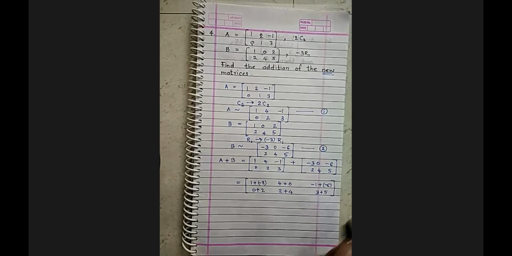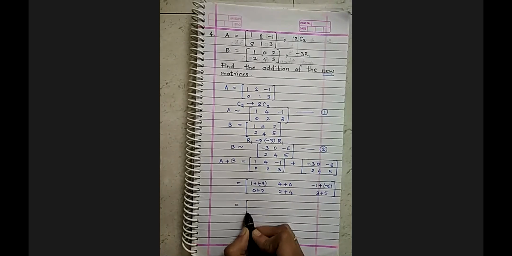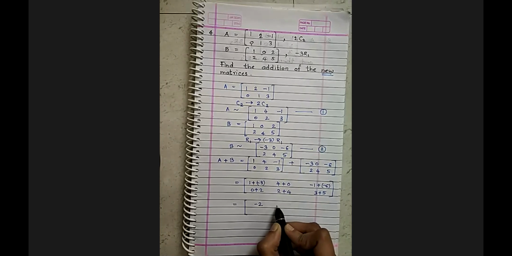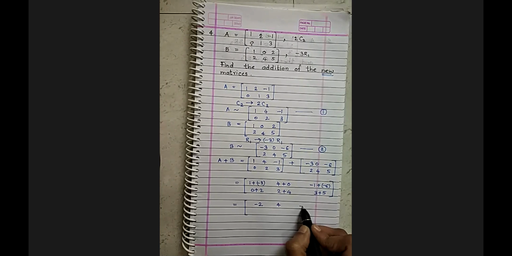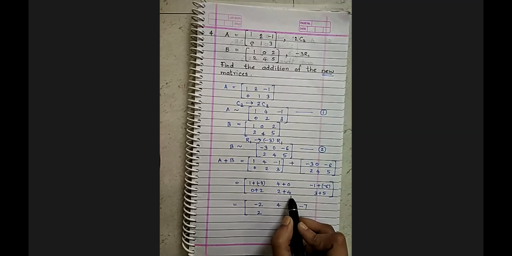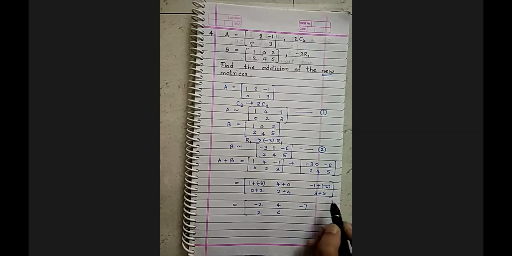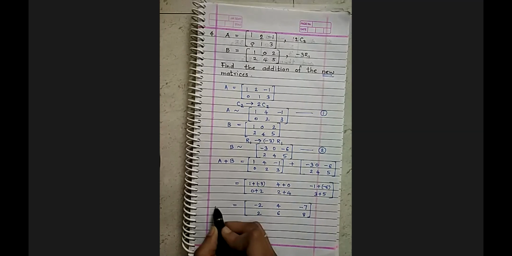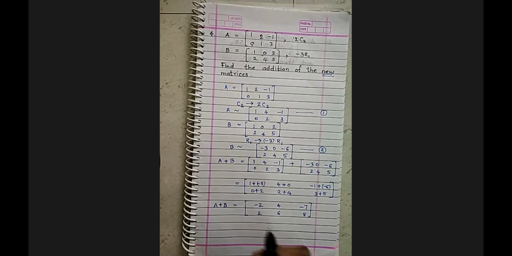So you will get the answer. 1 minus 3 is minus 2. 4 plus 0 is 4. And minus 1 minus 6 is minus 7. 0 plus 2 is 2. 2 plus 4 is 6. And then 3 plus 5 is 8. So this is your A plus B. So this way you can easily do this.